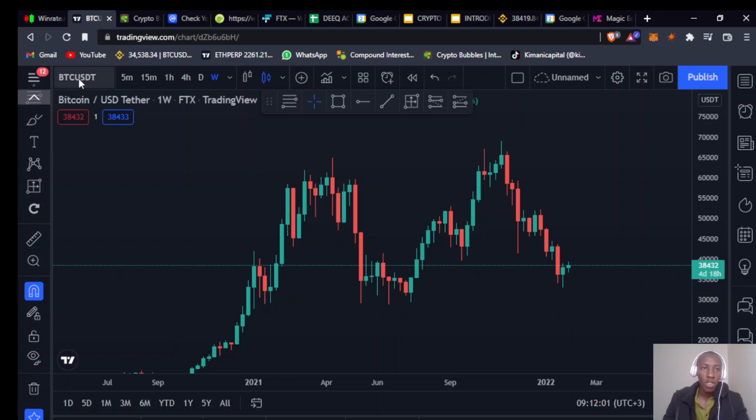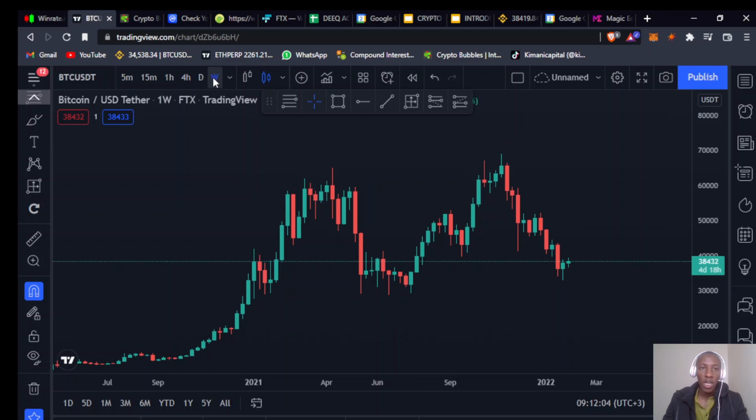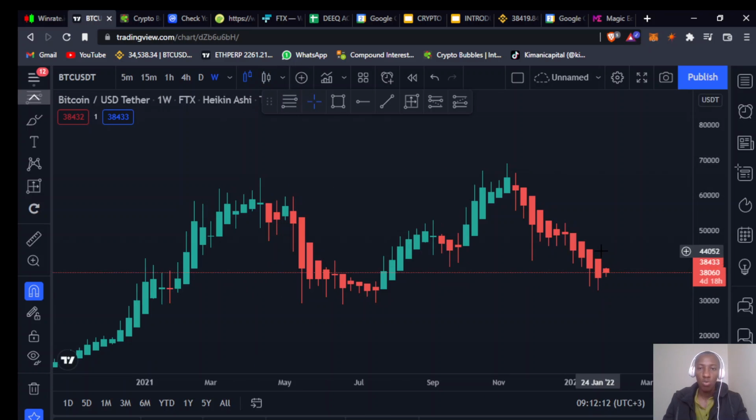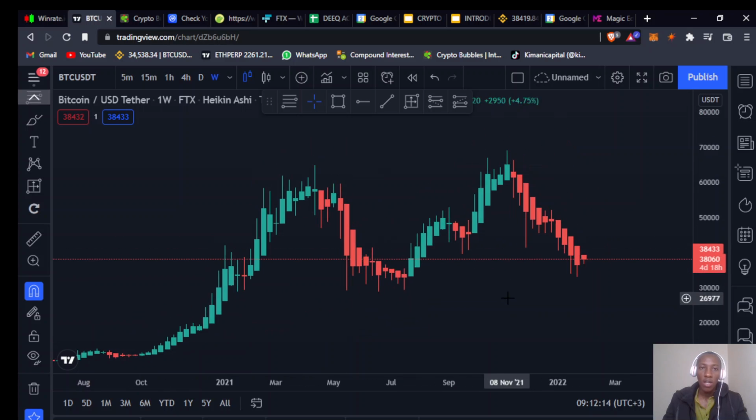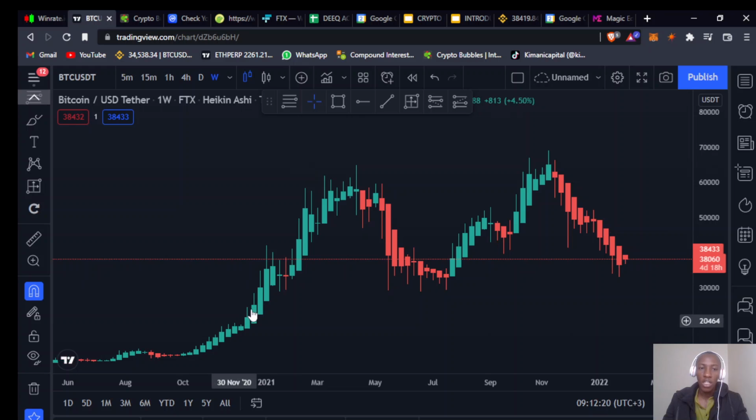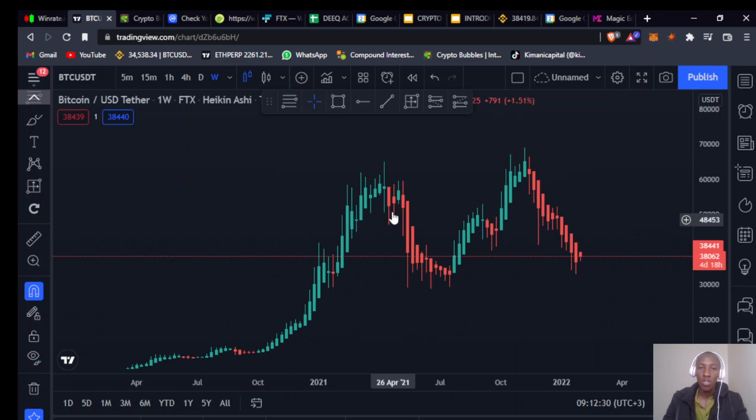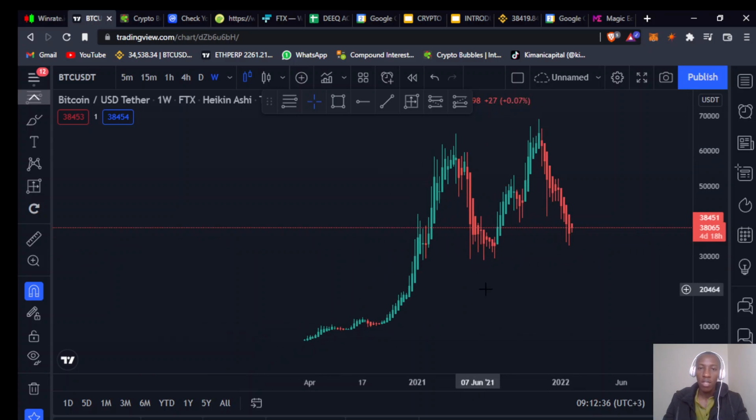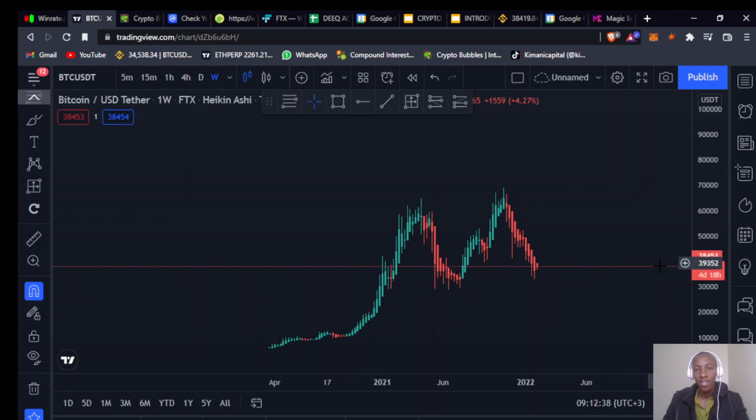So this is a complete Bitcoin USDT chart in the weekly time frame, right? The weekly time frame, which means each candlestick represents a week. And I want us to switch to the Heikin-Ashi candles, which, as you can see, gives us a very clear indication of the trend, right? You want to see such momentum in a bull trend, and you want to see such corrections as well in a bull trend, because if we continue going up forever, it doesn't make sense.